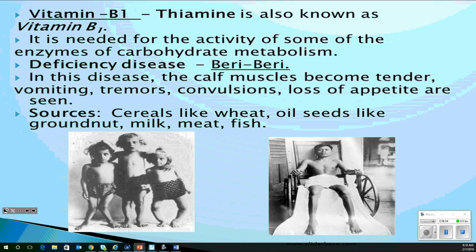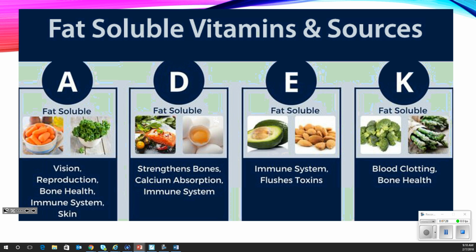So let's look at B1. If you're deficient in B1, you get what's called beriberi. And this B1 vitamin is needed for the enzymes of carbohydrate metabolism. We've been working a lot with enzymes. But in this disease, the calf muscles become tender and you get vomiting, tremors, convulsions, and loss of appetite. Where you can get B1 is cereal like wheat, oil seeds like groundnut, milk, fish, and meat.